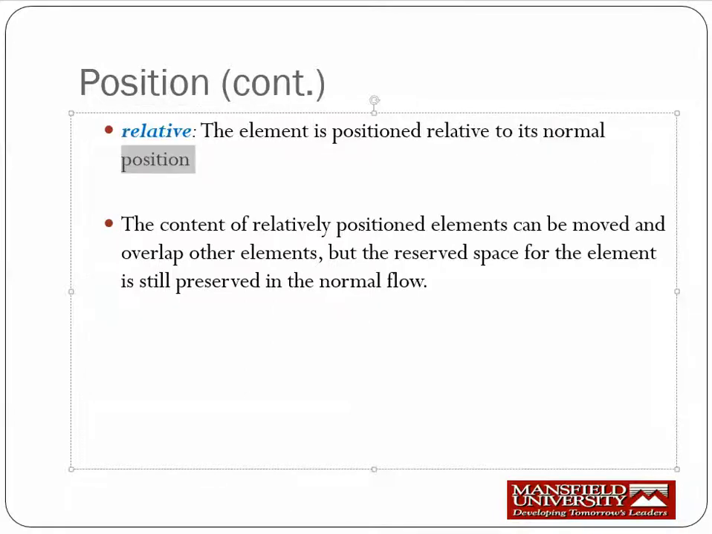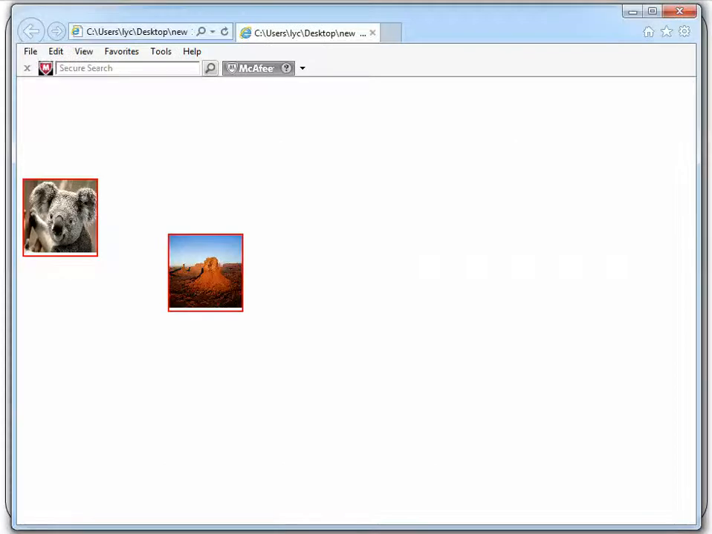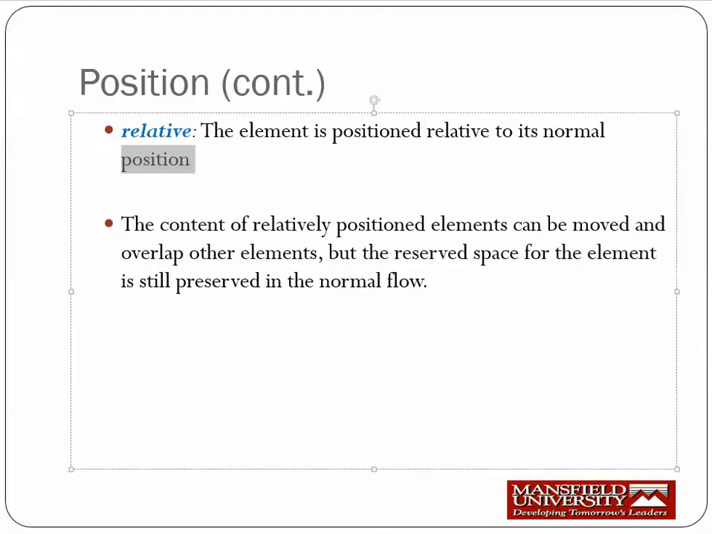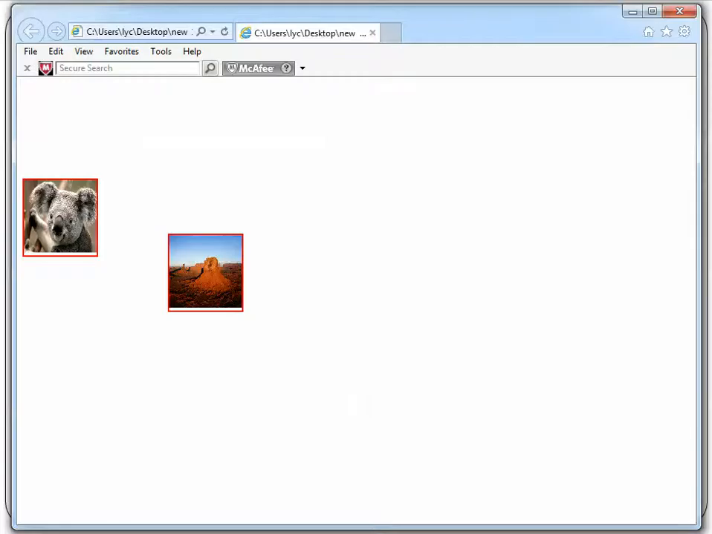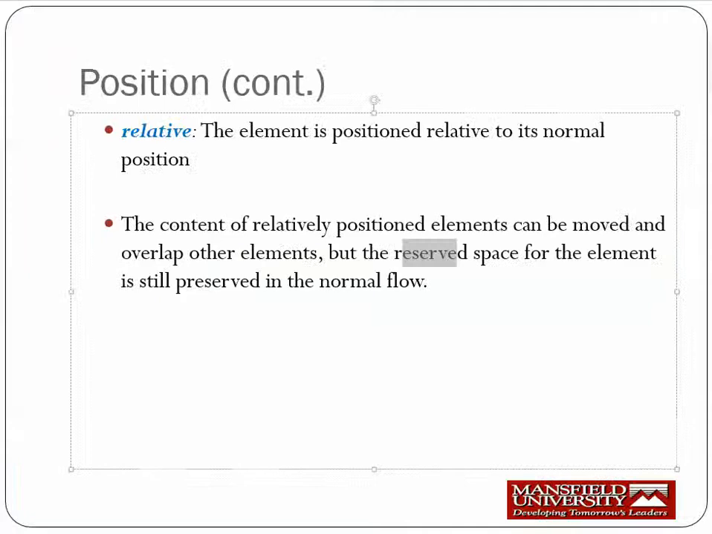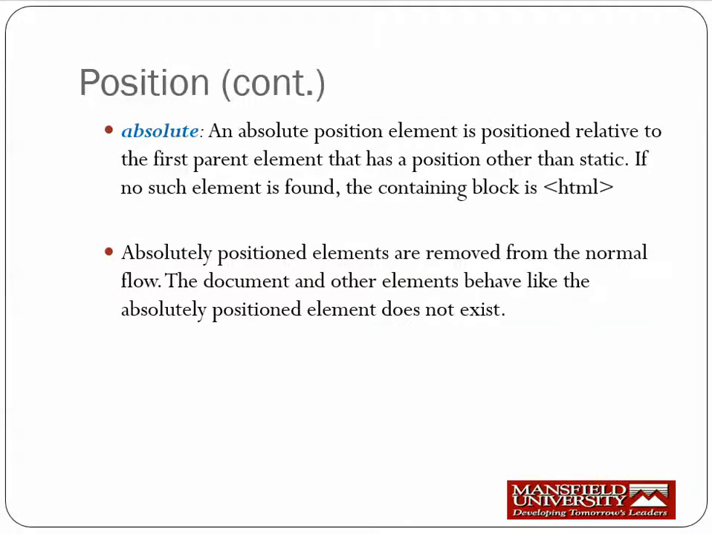For the image, the original position will be on the top. So when we move from the original position, the original space is still reserved. That's relative. But we do control the position. We also can use absolute. What does absolute mean?